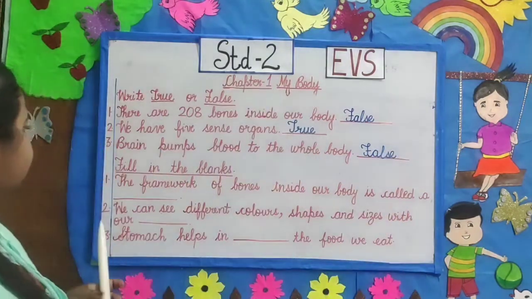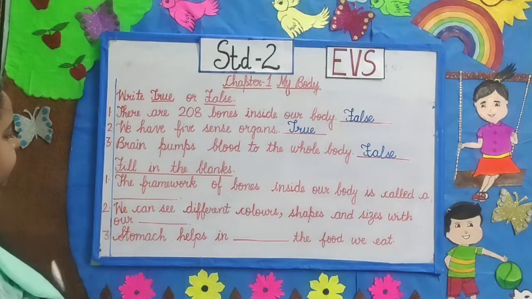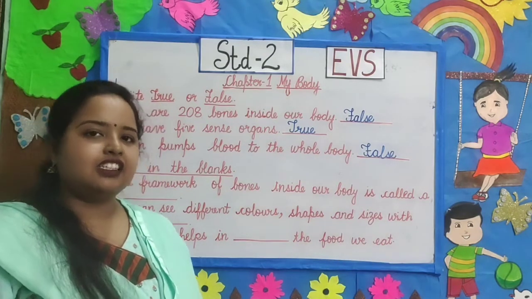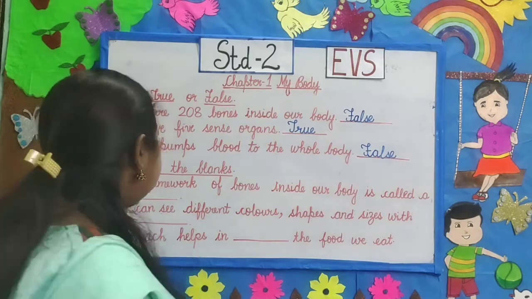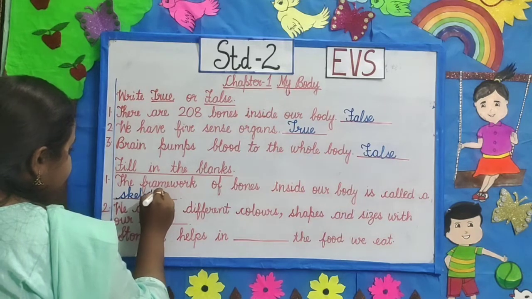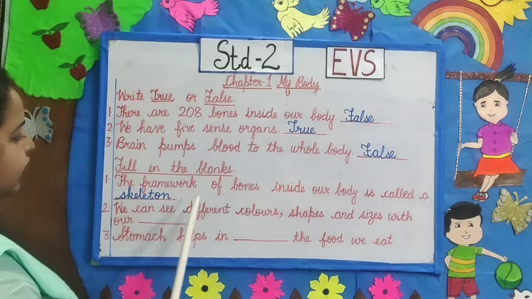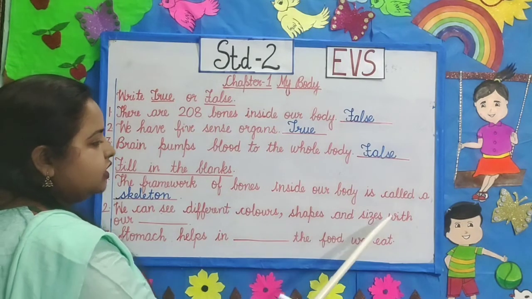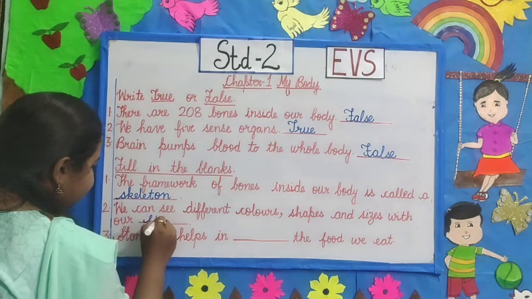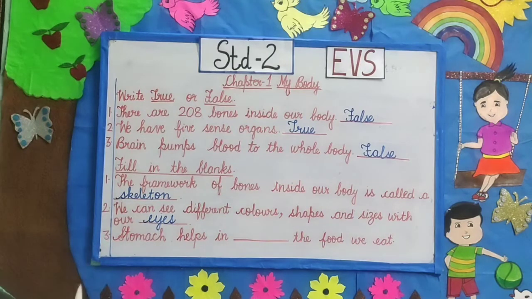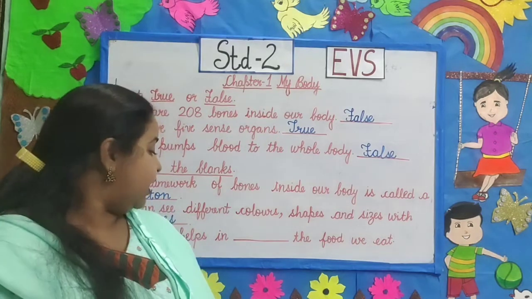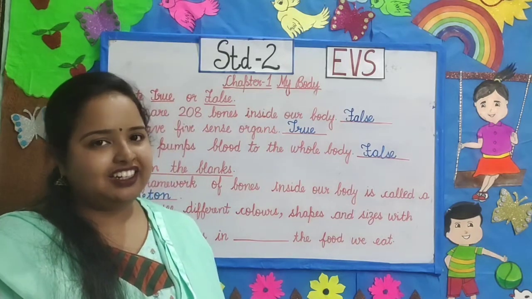Next one, fill in the blanks. Number 1, the framework of bones inside our body is called a? Yes, it is called a skeleton. Number two, we can see different colors, shapes and sizes with our eyes. Number three, stomach helps in digesting the food we eat.